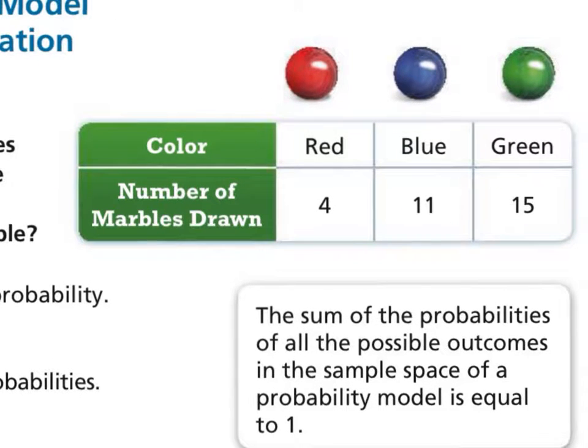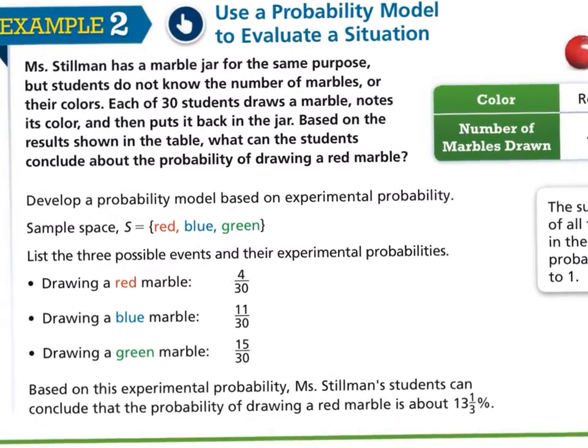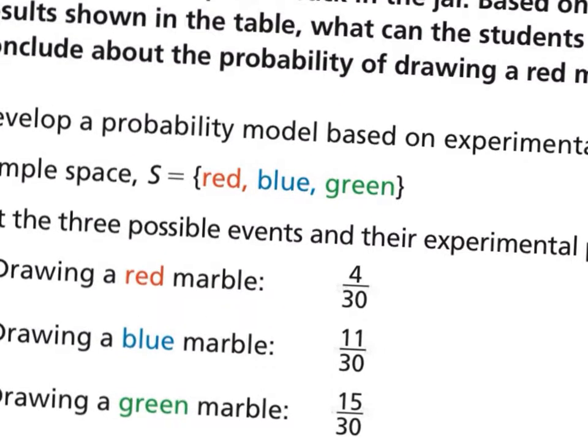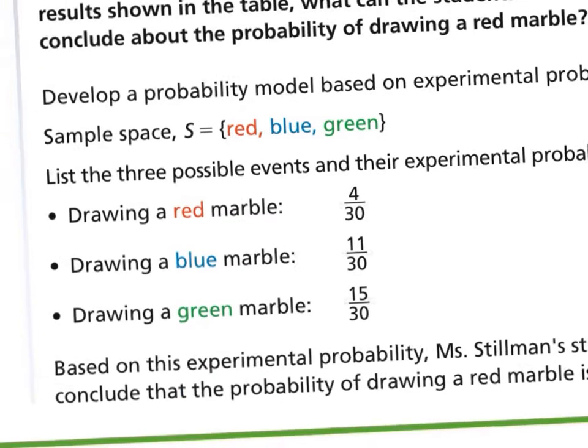So when they drew the marbles, 4 people ended up getting a red marble, 11 got a blue marble, 15 got a green marble. So if we look at this then, we can look at our probabilities. Now, this time we don't know for sure how many there are of each. So since we don't know how many of each, they're just saying our sample space is red, blue, green. We don't know the amounts of each to put there. So that's why we're not doing that.